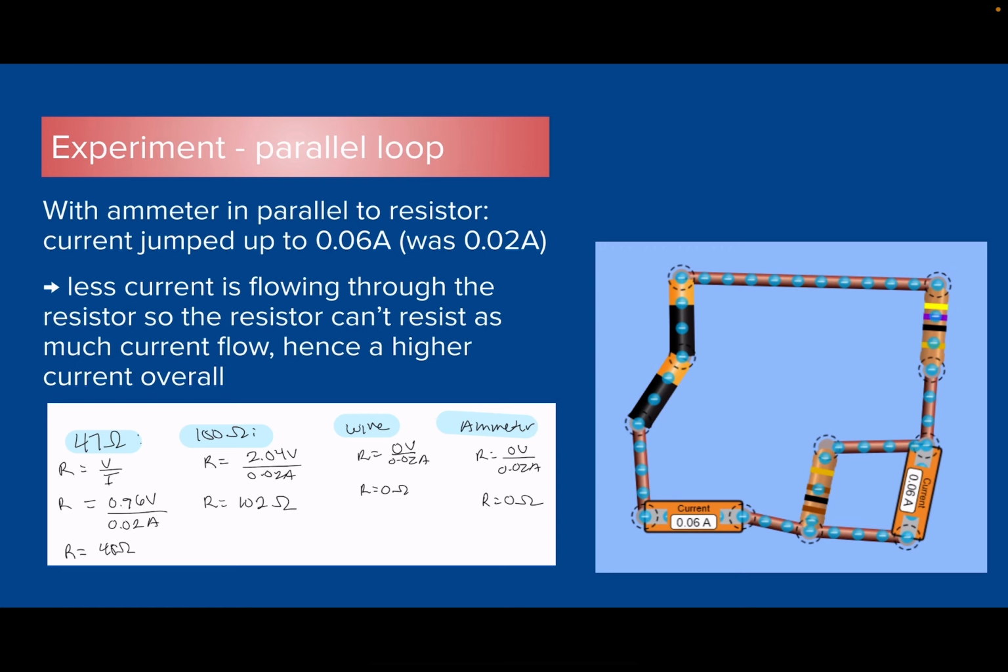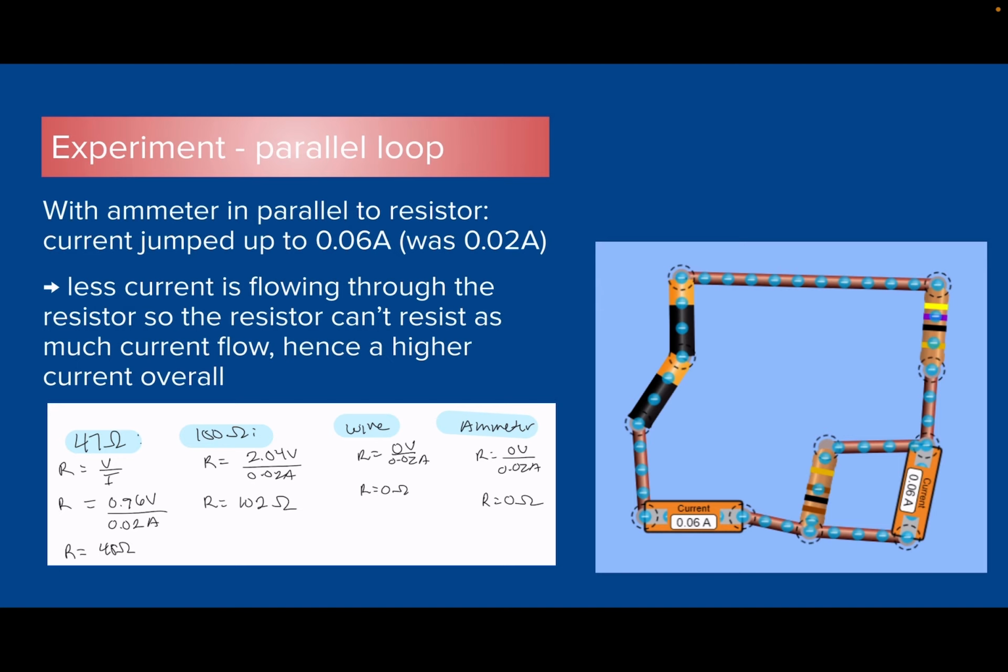We also noted that due to the loop rule, the round trip potential would be 0. Now when we put our circuit in parallel, we saw that the current actually went up. That is because the same amount of current is flowing through the wires, but some of it is going through the ammeter and some of it is going to the resistor. So the resistor isn't resisting as much current as it was in series, and so the total current goes up.